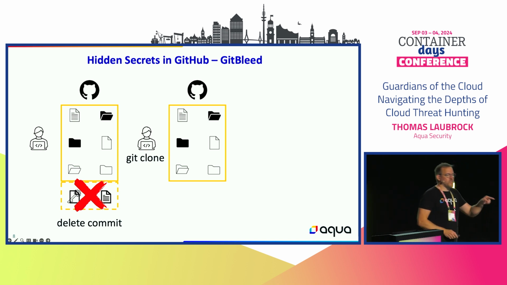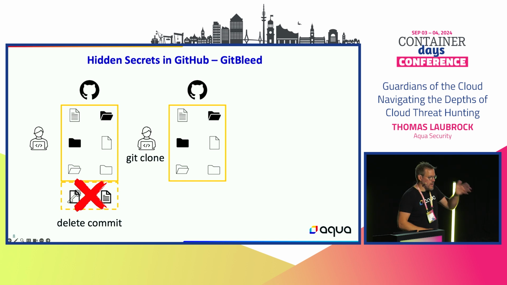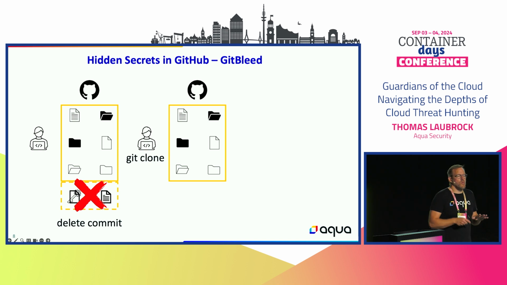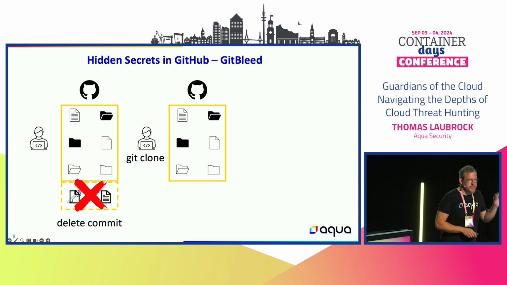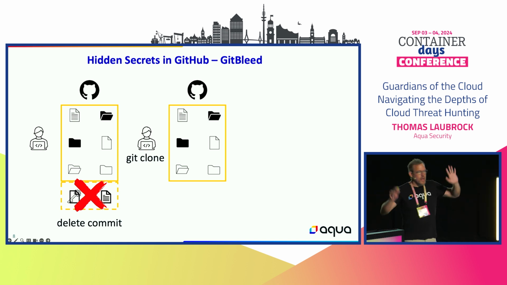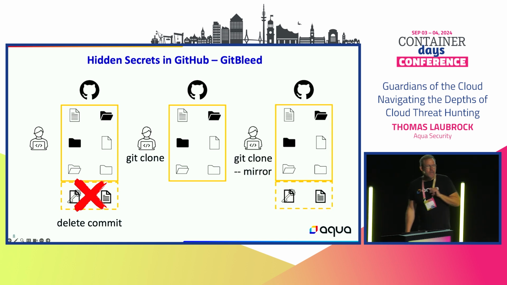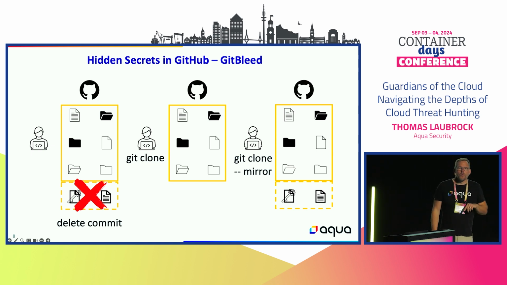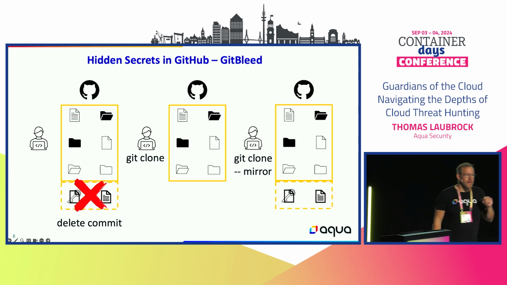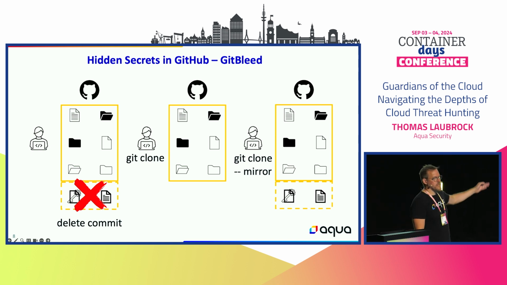So even if someone does a git clone, or if you do a git clone, you don't download this deleted commit, right? So if you now do an analysis of your code repository, you won't find any secrets anymore. So yeah, fine, it's good. But what happens if you do a git clone --mirror? Then all orphaned commits also get downloaded.